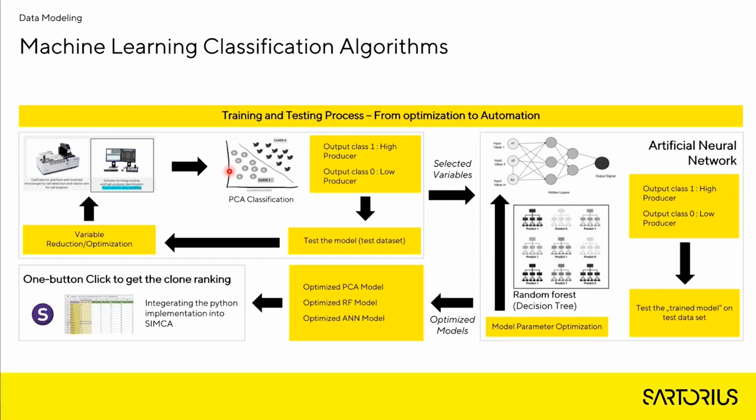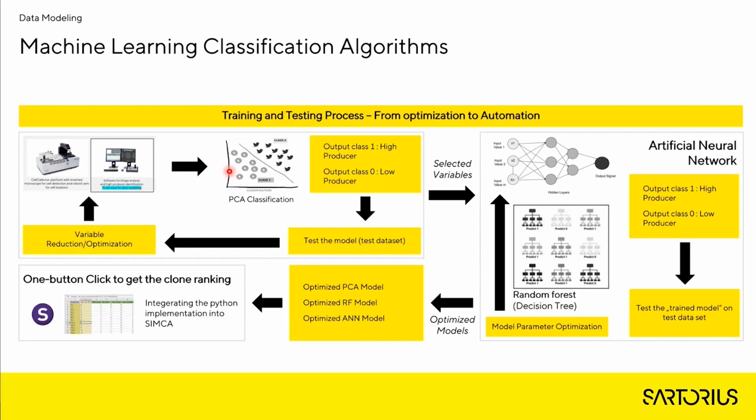So we start with a PCA, principal component analysis classification, using all the data that we get from cell selector, labeling them based on their Ambr 15 titer or antibody production into class 1 and 0: class 1 high producers, class 0 low producers. This would be basically our training data set. And then we would have a test data set with some new instances.